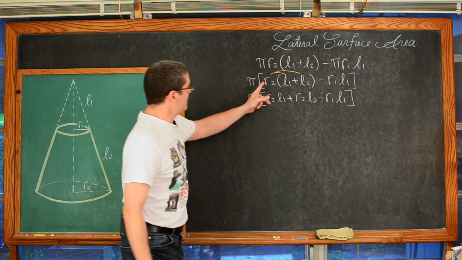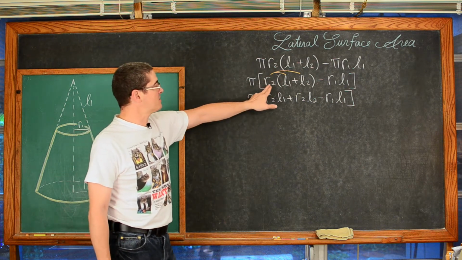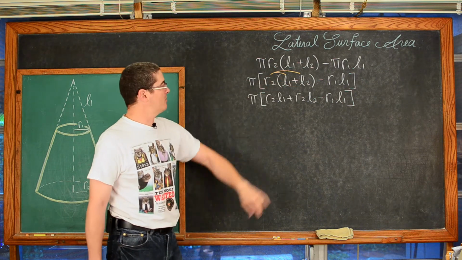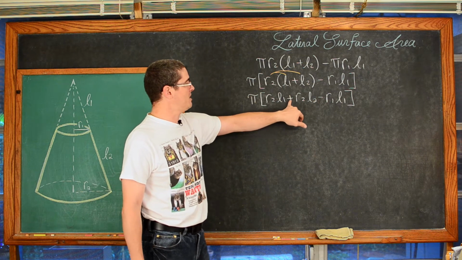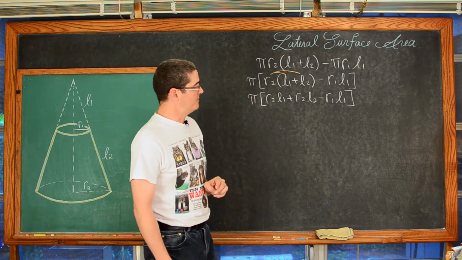All right, so we factored out a common factor of pi. I took r sub 2 and distributed it through the binomial and got r sub 2 L sub 1 plus r sub 2 L sub 2 minus r sub 1 L sub 1.